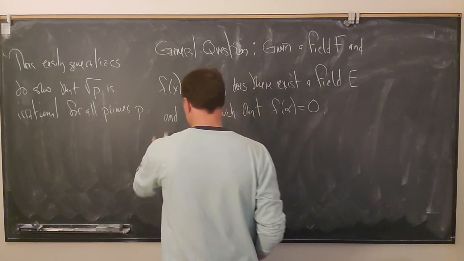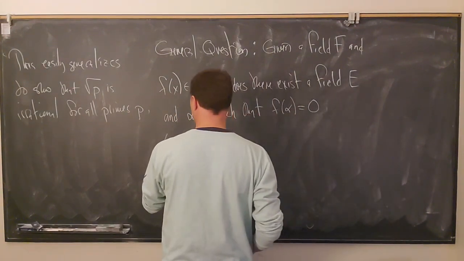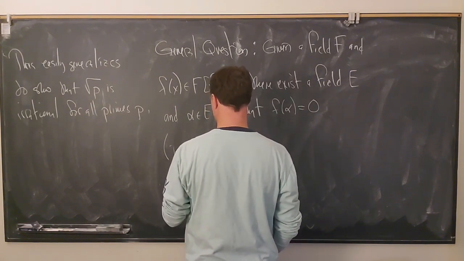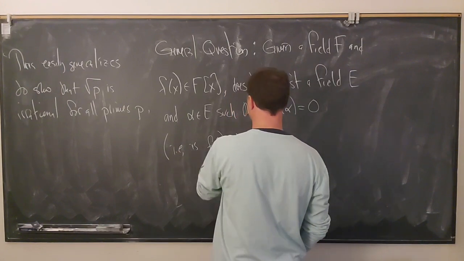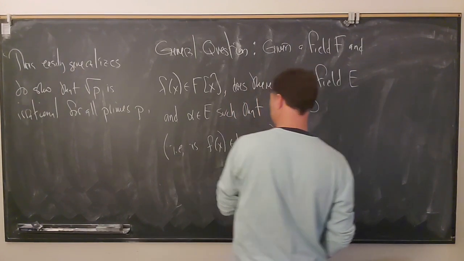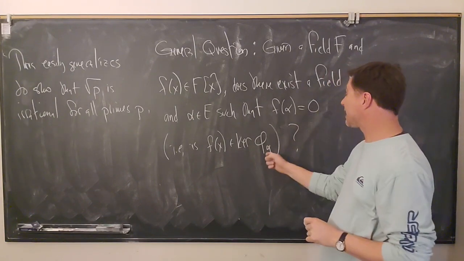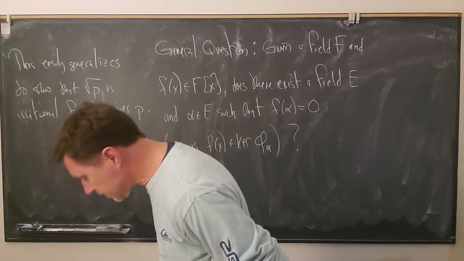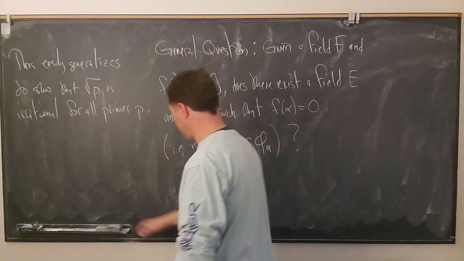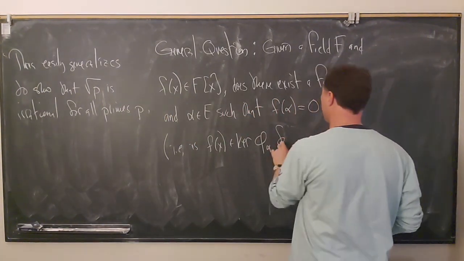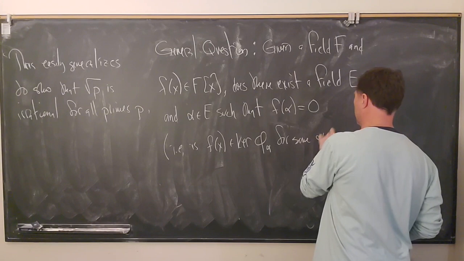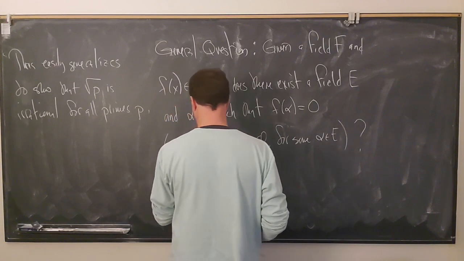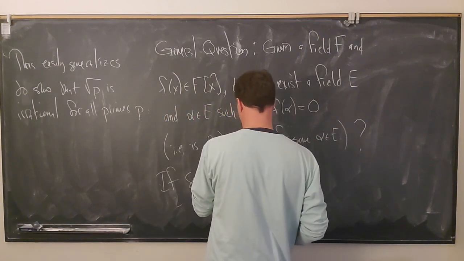That's a slick way to phrase it. Is f(x) an element of the kernel of phi sub alpha? Is there some alpha so that f(x) lies in the kernel, for some alpha? And if so, what does E look like?